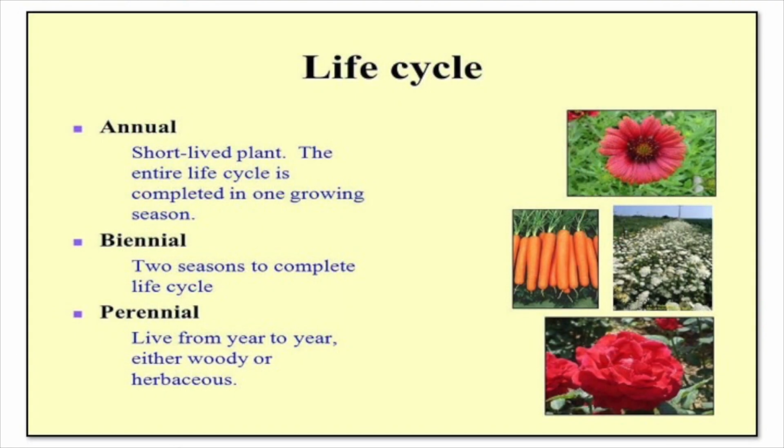So you see here, we have a summary of the life cycle. Annual, 1 year. Short-lived plant. Biennials, 2 years or 2 seasons. The reason we talk about seasons with plants is because plants grow by season. So 2 years means 2 seasons. And then perennial, they live more than 2 years.